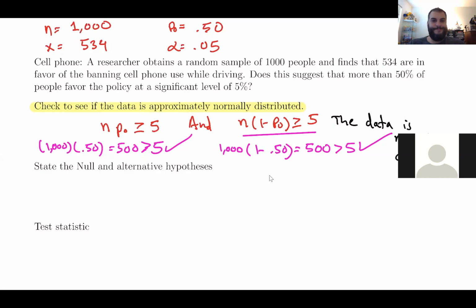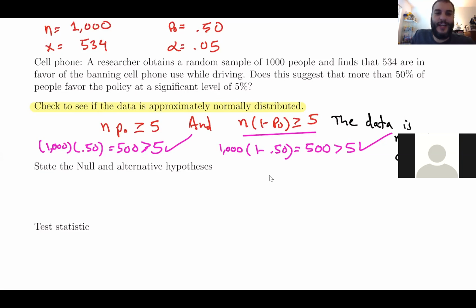And that'll be it. Any question on how do we check to see if it's approximately normally distributed? All right. So let's do the second part.